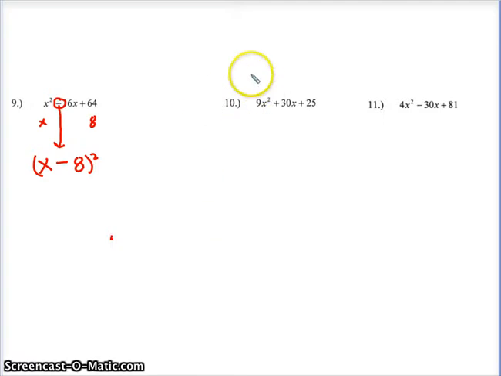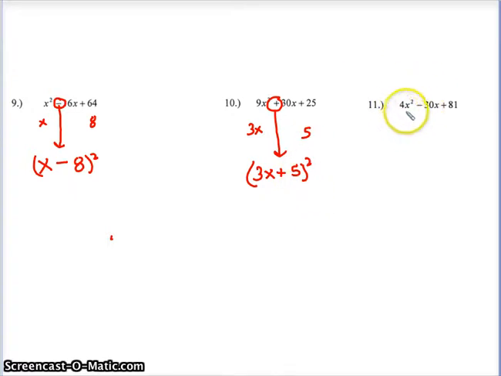All right, let's look at the next one here. Take the square root of the front and I get 3x. Take the square root of the back and I get 5. If I multiply these two together, I get 15, and double it, it gives me 30. So that means now that this is 3x plus 5 squared. Again, the sign of that middle term carries right on down.